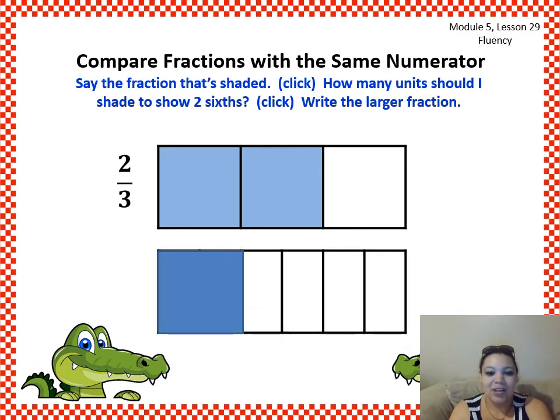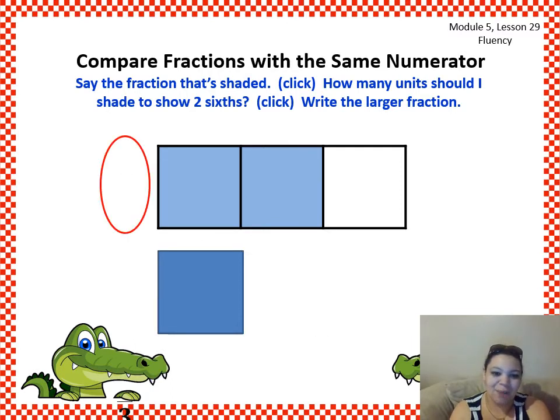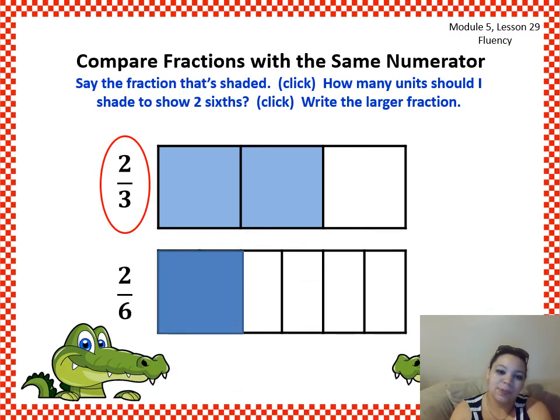All right. Now looking at our pictures, which of those fractions is the greater fraction, 2/3 or 2/6? Which one takes up the greater amount of space? Yeah, 2/3. Good job. All right, so 2/3 would be greater than 2/6.